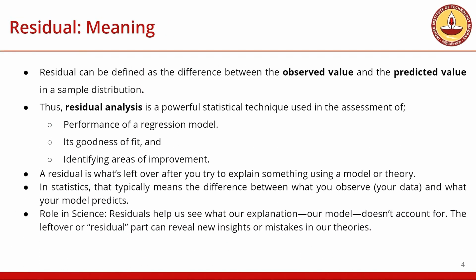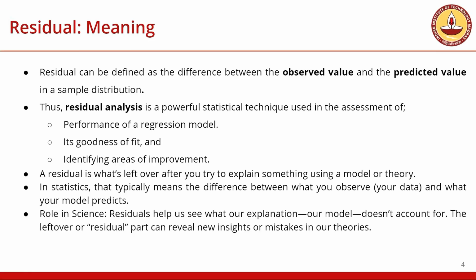Let's discuss residuals. What are residuals is a very important question because we're discussing the seventh pillar now. The term residual can be understood as the difference between the observed value and the predicted value in a sample distribution, that is to be noted. If it is a difference between the observed and predicted value of a population, we call it error, not residual.